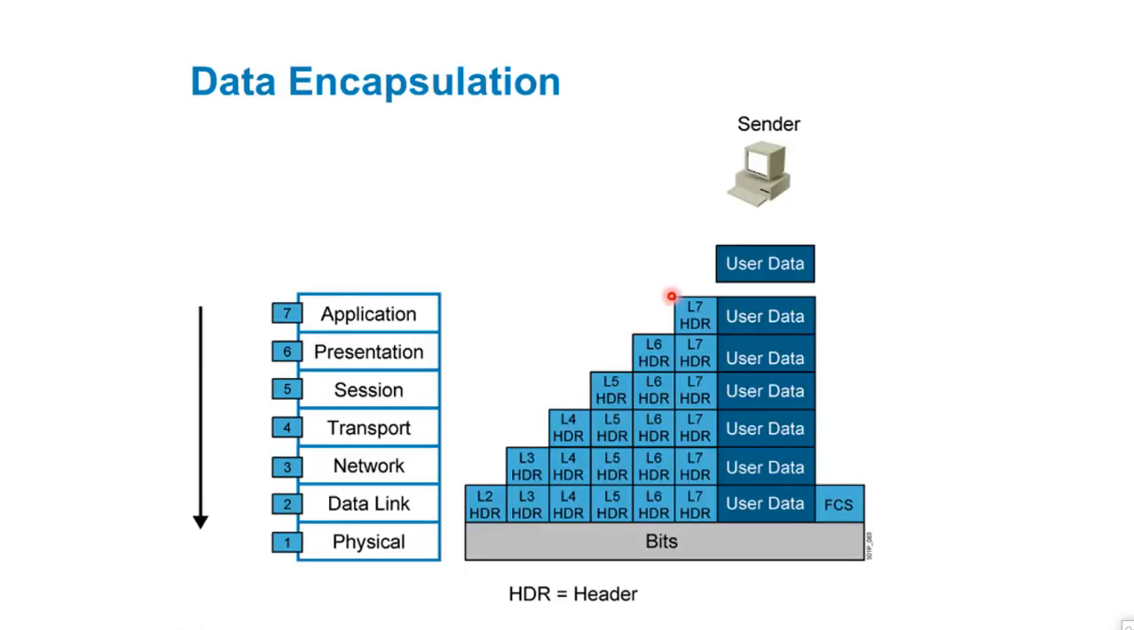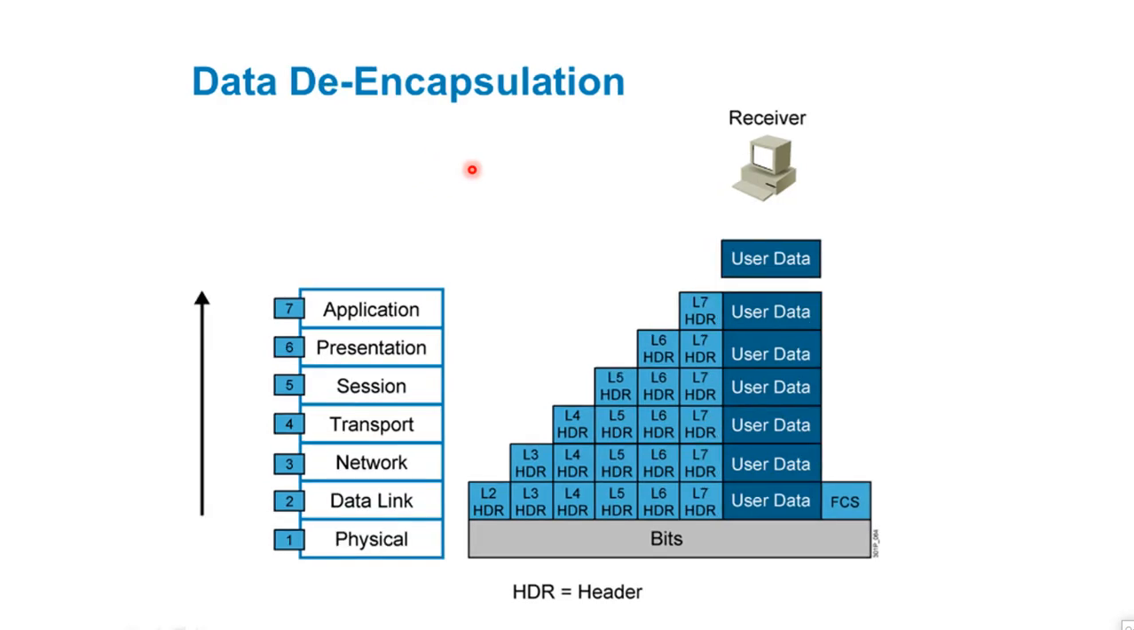And here you can see it's a 7-layer model. In this 7-layer model, when the data goes out from the sender, information is added at every layer and the data is encapsulated. This process is called data encapsulation. After the data is encapsulated, the receiver cuts the header step by step to get the data, and this process is called data de-encapsulation. This is the opposite of encapsulation.